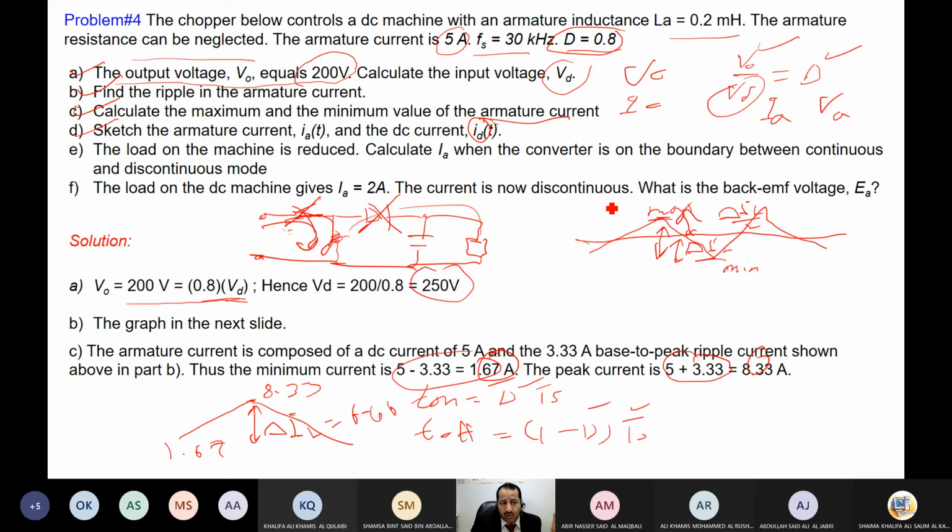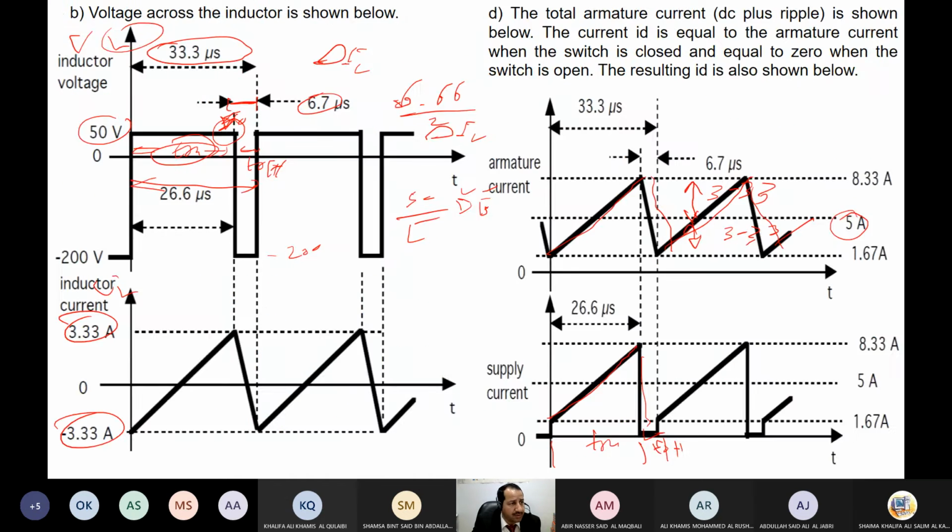The current now is discontinuous. It goes to the discontinuous. What is the back EMF? When it goes to the discontinuous, then we go to the formula in the lecture slide related to the discontinuous conduction mode. Let me solve both.